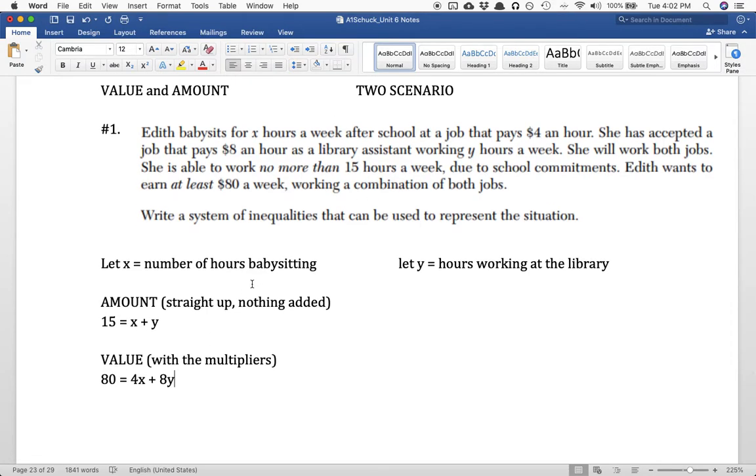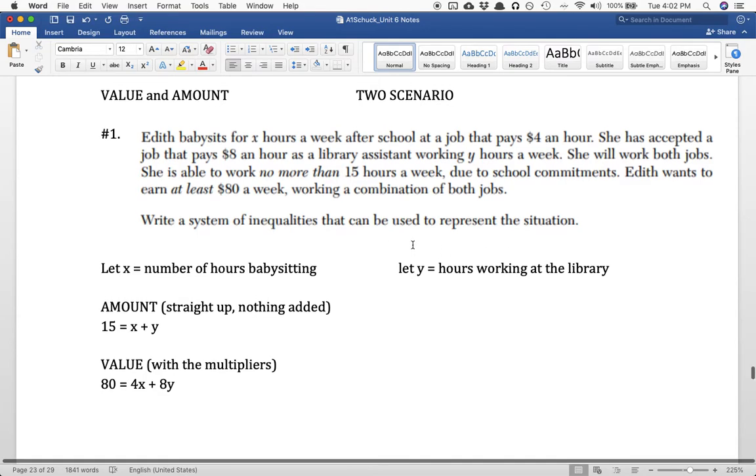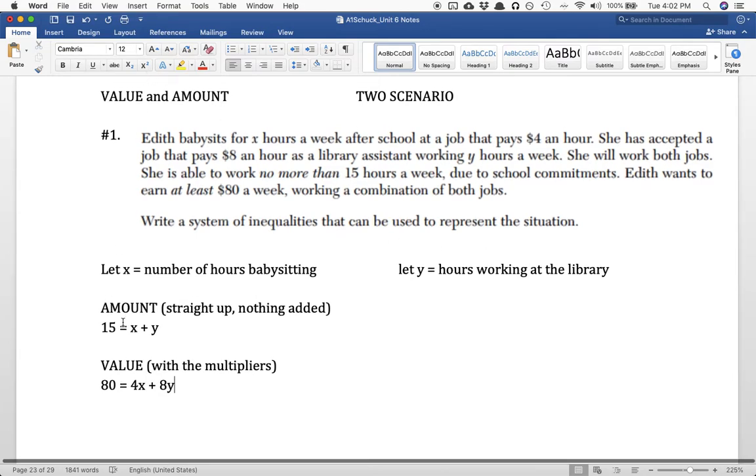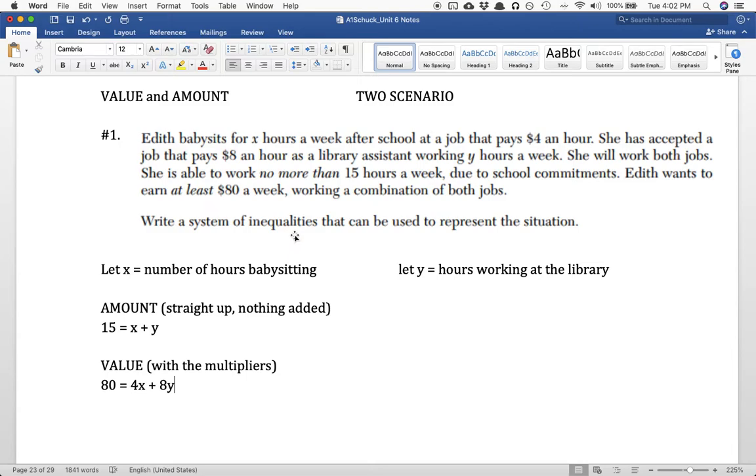Now, this is not 100% correct because it says write a system of inequalities. Using value and amount, we've got a system of equations, but they want a system of inequalities. And now we need to look at this. They even italicized the words for us, kind of highlighted it.